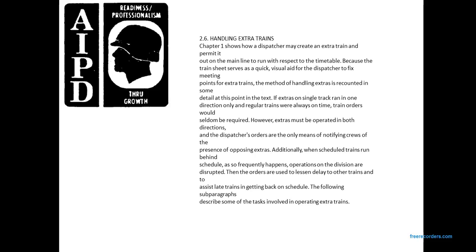Time orders would seldom be required. However, the extra must be operated in both directions. The dispatcher's order is the only means of notifying the crews of the presence of an opposing extra. Extras are also used with scheduled train runs beyond the schedule, as it frequently happens that operations are disrupted. The orders are used in less than daily service to assist late trains in getting back on schedule. The following subparagraphs describe some of the tasks involved with operating extra trains.